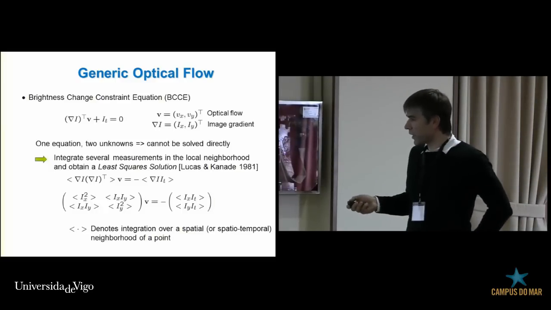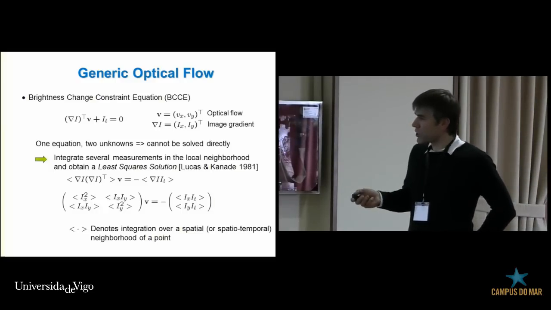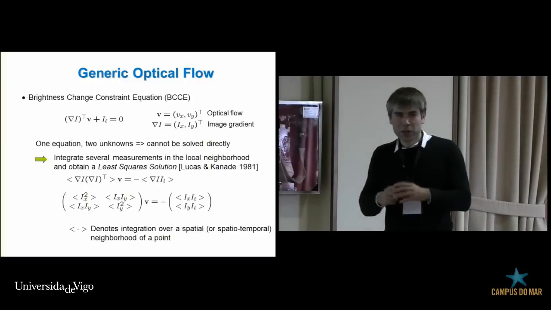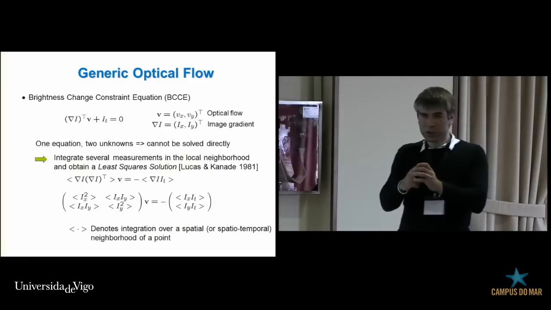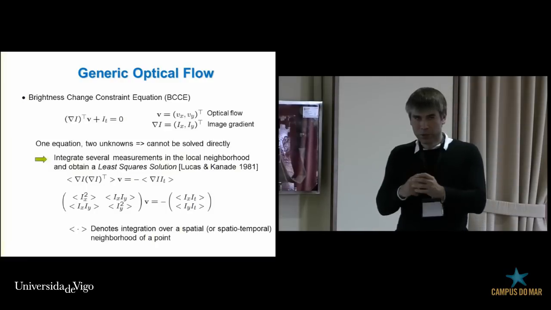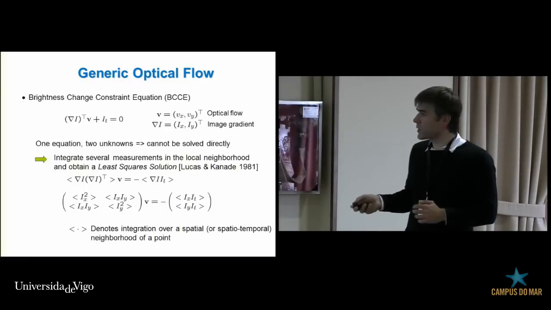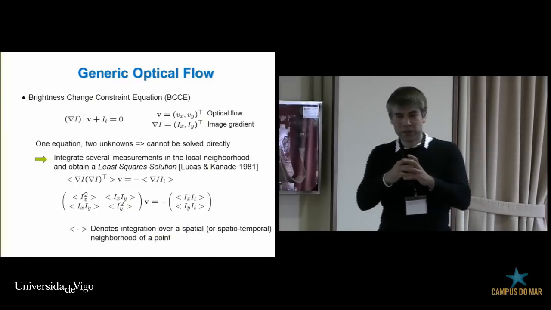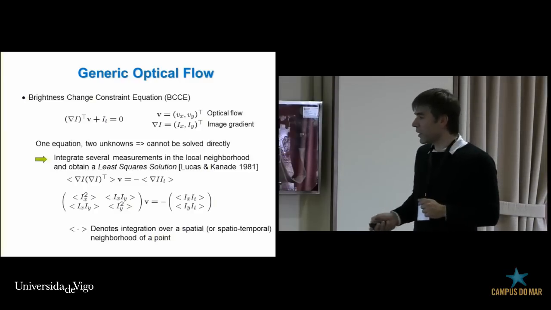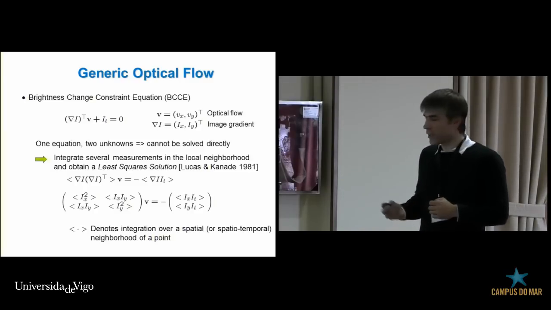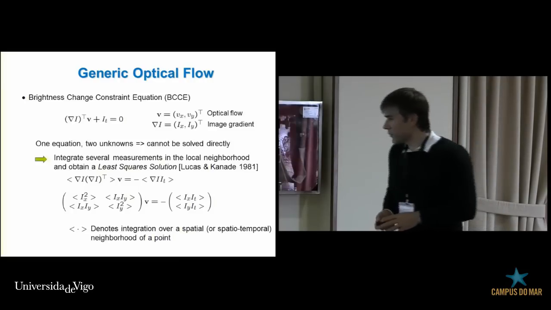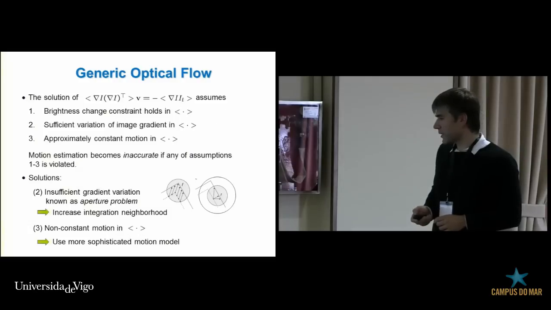So what Lucas and Kanade proposed: if you do not just take this measurement in one point, but assume that the points in your local region all follow the same motion, so basically the v vector is the same for points in the closed neighborhood, then you can solve it in the least squares sense, and then you can get the v. So this is a standard thing.